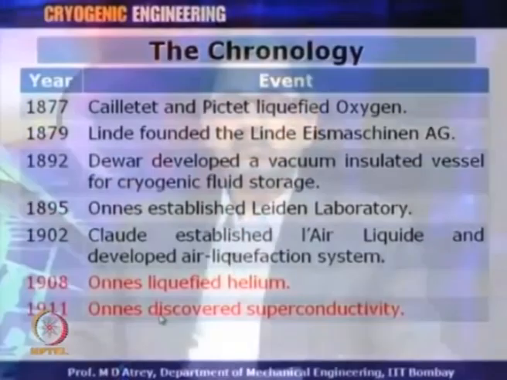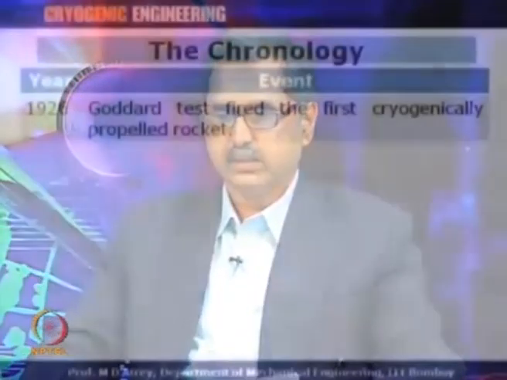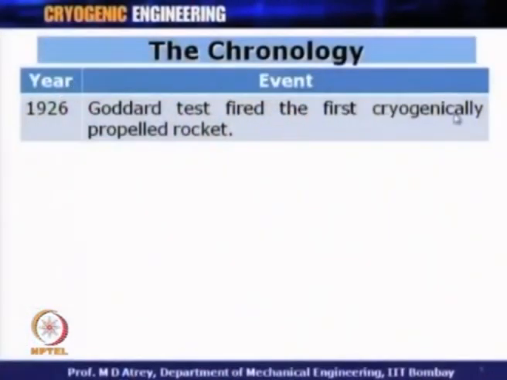Then the next important development happened with engineering as more of an application area. In 1926, Goddard test fired the first cryogenically propelled rocket. So, he could use the cryogenic fluid for the propulsion of big test rockets, and here he had used gasoline and liquid oxygen. He used gasoline as a fuel and liquid oxygen as an oxidizer to propel the rocket. As you know, the cryogenic engine we use today uses liquid hydrogen as a fuel and liquid oxygen as an oxidizer, but at this point in time he used gasoline as the fuel.